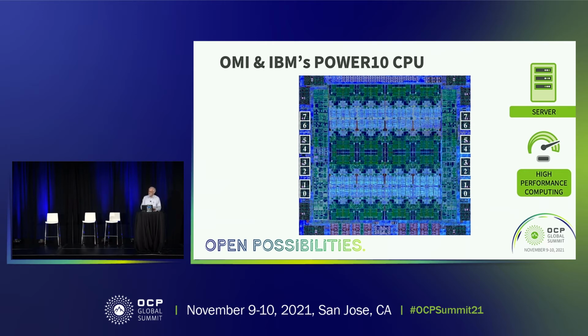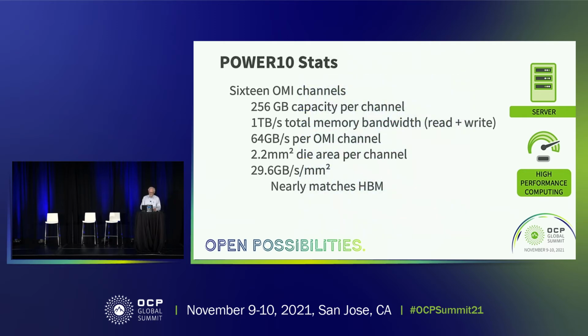The 16 OMI channels called out in this photo each consume only 2.2 millimeters of die area while supporting 64 gigabytes per second of bandwidth. With 16 of these channels, the chip has a terabyte per second of available bandwidth to the memory. Since the channels are only 2.2 millimeters square, OMI provides a processor with 2.9 gigabytes per second for each square millimeter of die area. In addition, OMI provides up to 256 gigabytes per channel, useful for applications such as machine learning and other big data applications.